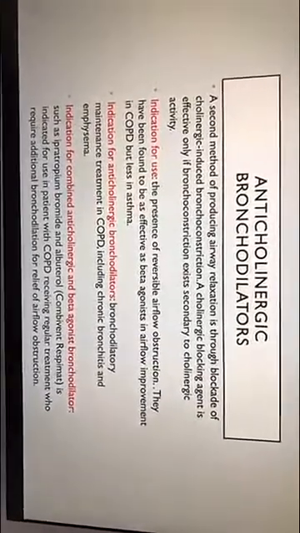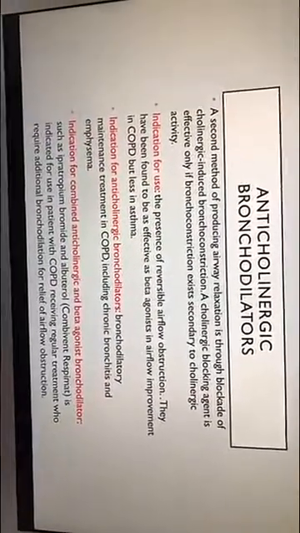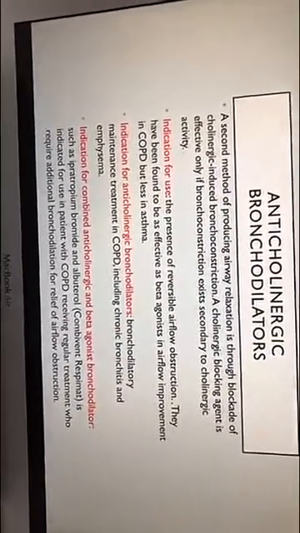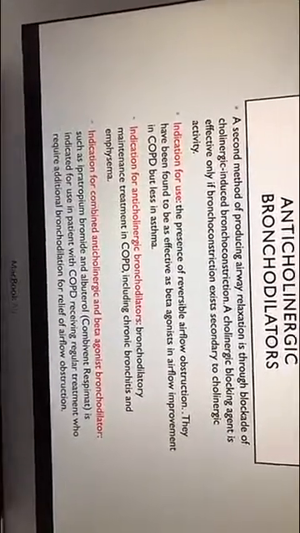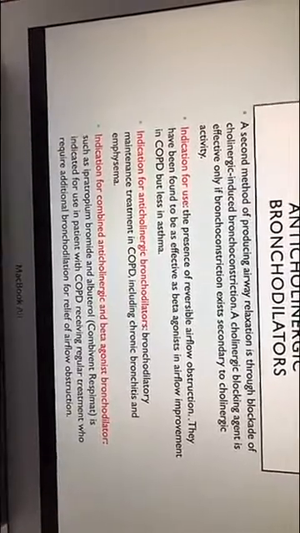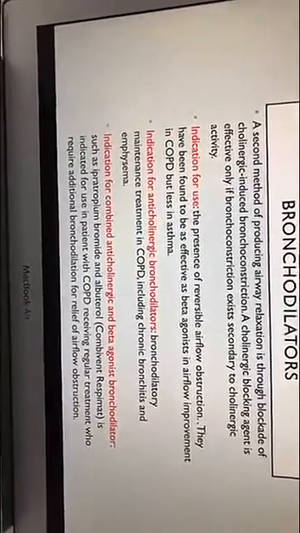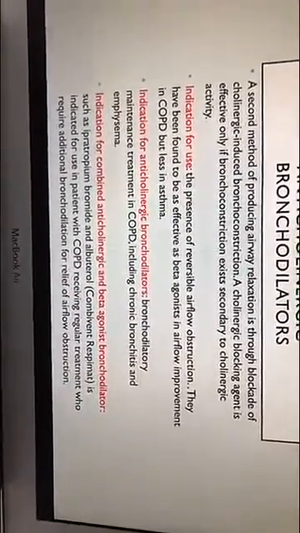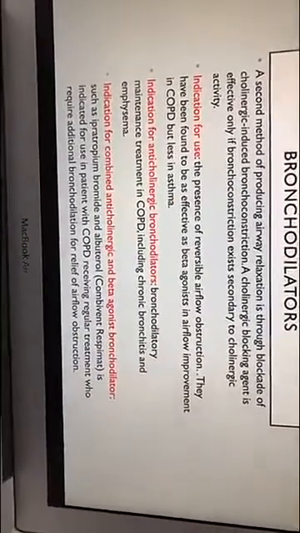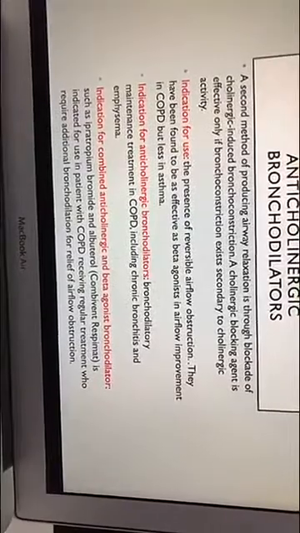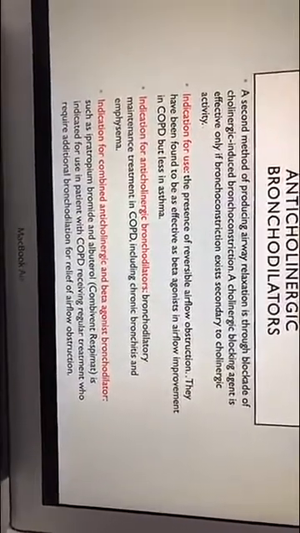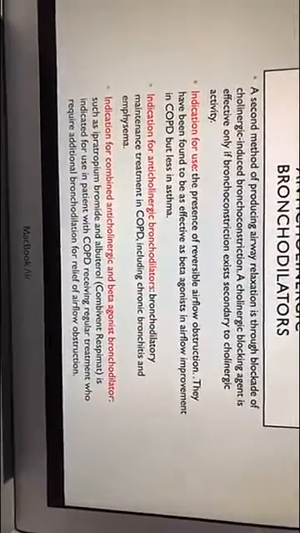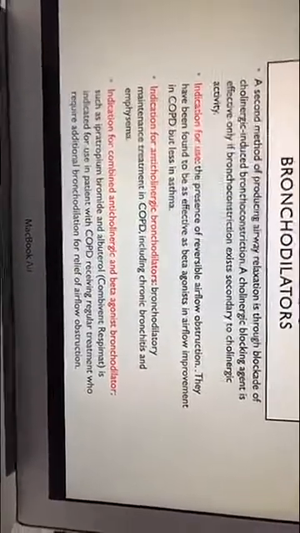Anticholinergic bronchodilators. A cholinergic blocking agent is effective only if bronchoconstriction exists secondary to cholinergic activity. Indication for use: presence of reversible airflow obstruction. Indication for anticholinergic bronchodilators: bronchodilatory maintenance treatment in COPD, including chronic bronchitis and emphysema. Indication for combined anticholinergic and beta-agonist bronchodilators, such as ipratropium bromide and albuterol, Combivent Respimat, is for use in patients with COPD receiving regular treatment who require additional bronchodilation for relief of airflow obstruction.